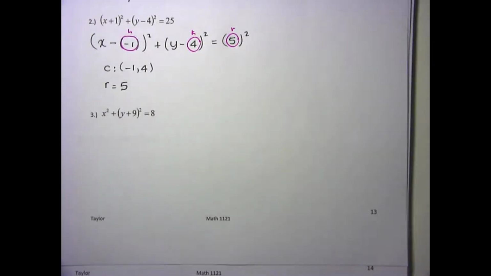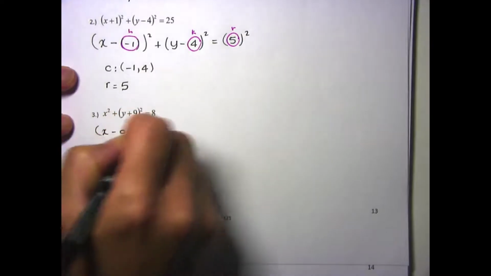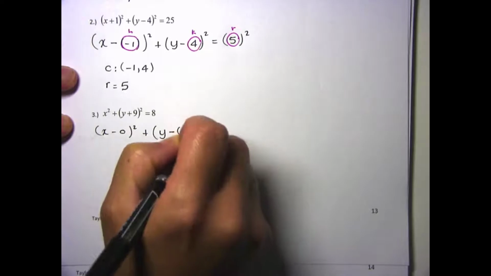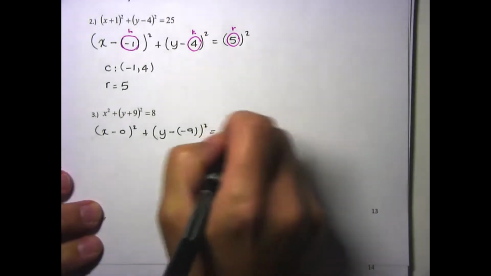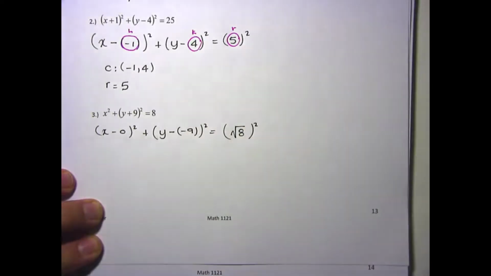All right, example number 3 here. x² + (y + 9)² = 8. Again, if I try to replicate this standard form, I will have (x - 0)² + (y - (-9))² = ... Is there a way for me to write 8 as a quantity squared? Square root, right? So I'm going to give this as the square root of 8, quantity squared.